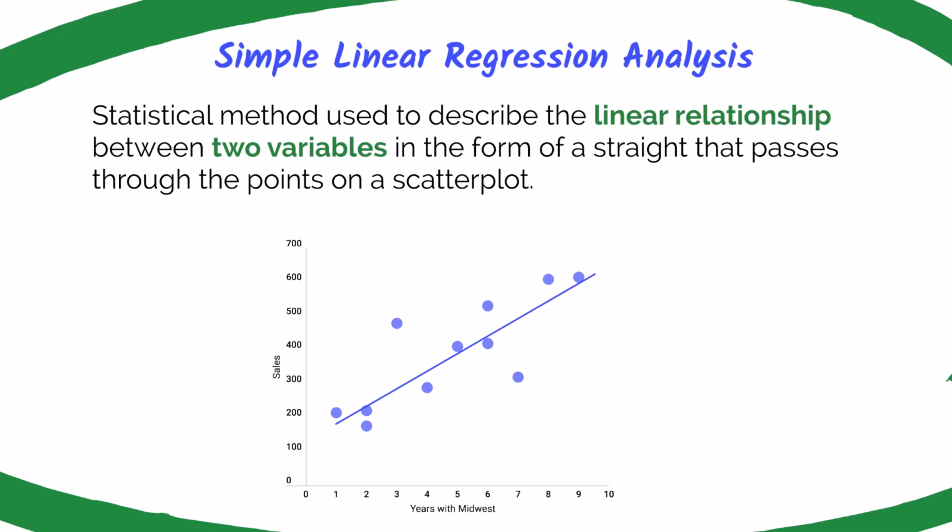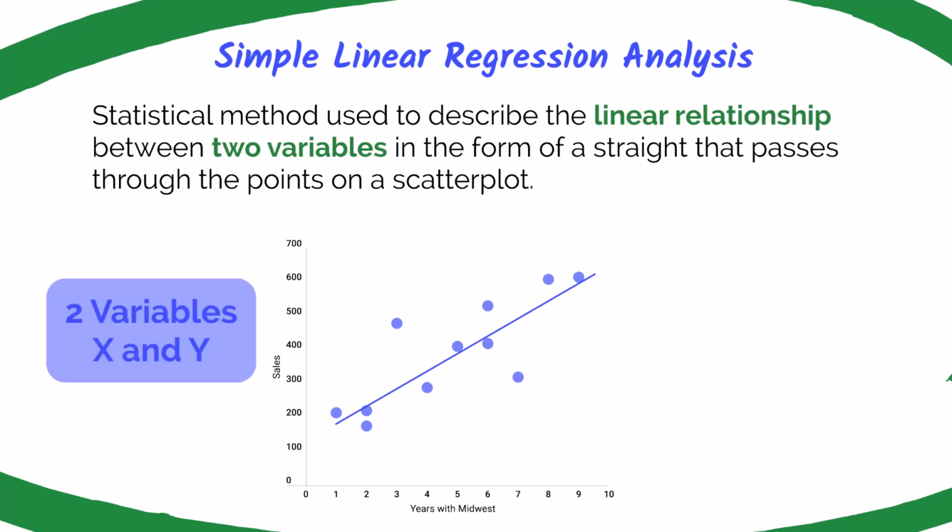Simple linear regression is a statistical method used to describe the linear relationship between two variables. In the prior video, we learned how to develop a scatter plot to visualize any potential relationship between two variables. We will now expand upon this to see if there's a linear relationship.